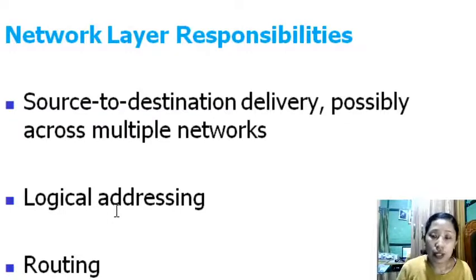So there are basically two functions of the network layer, which are logical addressing and routing. Logical addressing, as I already said, is the job of assigning the IP address of the destination, using which the network will identify where exactly the destination is present and how to reach that destination node.